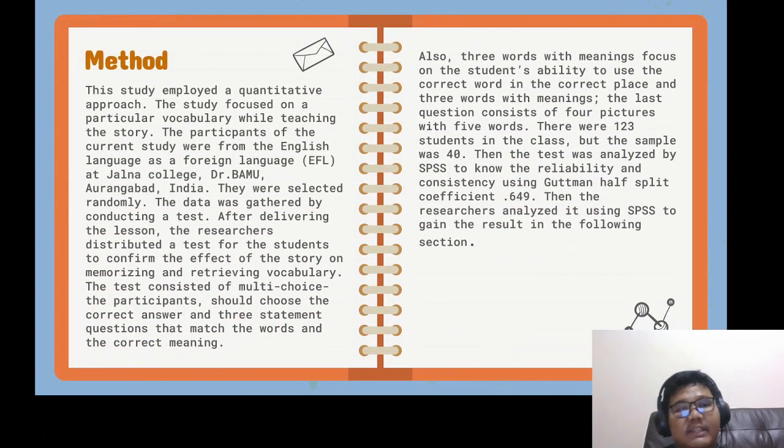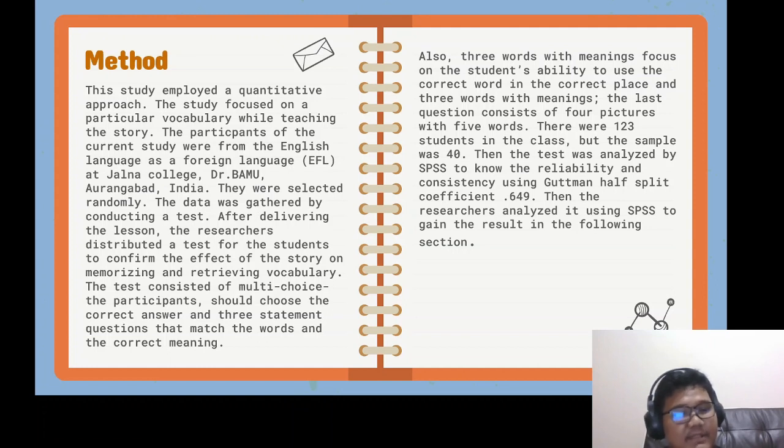Next, the method. This study employs a quantitative approach. The study focuses on a particular vocabulary while teaching the story. The participants of the current study were from the English as a Foreign Language, or EFL, Jannah College, Dr. Bambo, Rangbada, India. They were selected randomly. The data was gathered by conducting a test after delivering the lesson. The researchers distributed a test for the students to confirm the effect of the story on memorizing and retrieving vocabulary. The test consisted of multiple choice.